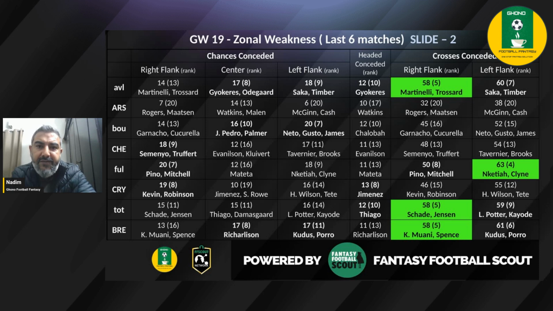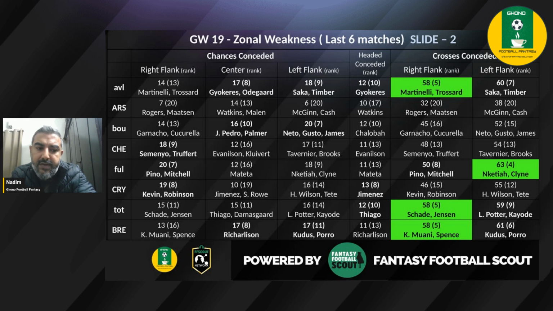Tottenham versus Brentford, and this could be a fixture that could see a lot of goals, given the fact that the former coach of Brentford is now currently the coach of Tottenham. So Kevin Schade could do well in terms of the crosses and get his name on the assist. And yeah, 58 crosses conceded by Tottenham down the right flank and are ranked fifth worst.